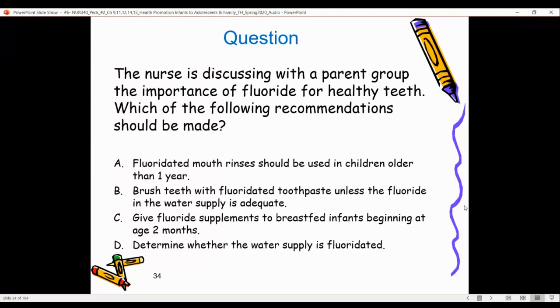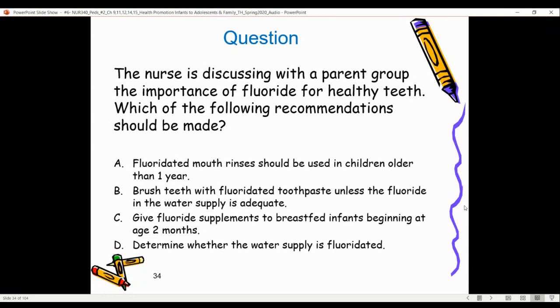The right answer is D. So we want to determine whether the water supply is fluorinated. We do have populations that don't have city water. For example, in Denver, we have city water that's fluorinated. If they're in the mountains and they're on a well system, they do not have fluoride in the water supply, and so we may give fluoride for that reason. That helps protect their teeth from cavities.